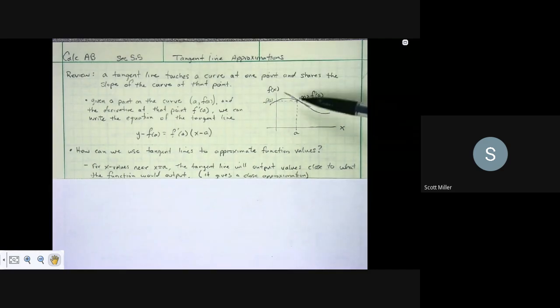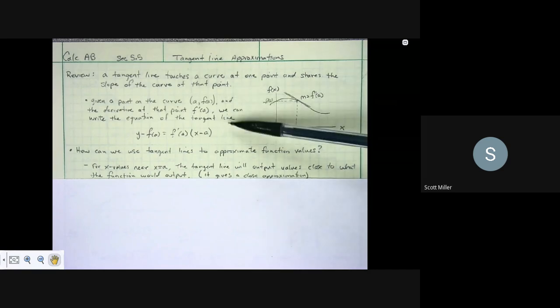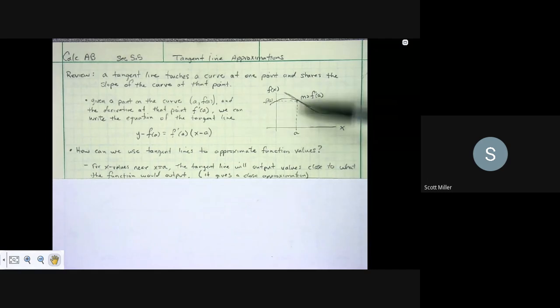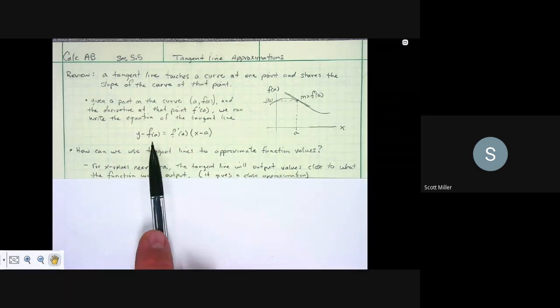Given a point on the curve, a, f of a, and the derivative at that point, f prime of a, we can write the equation of a line tangent at a. Okay, so the tangent line's right here. What is that equation going to be? I need a point and a slope. And this right here is just the point slope formula in our calculus format.